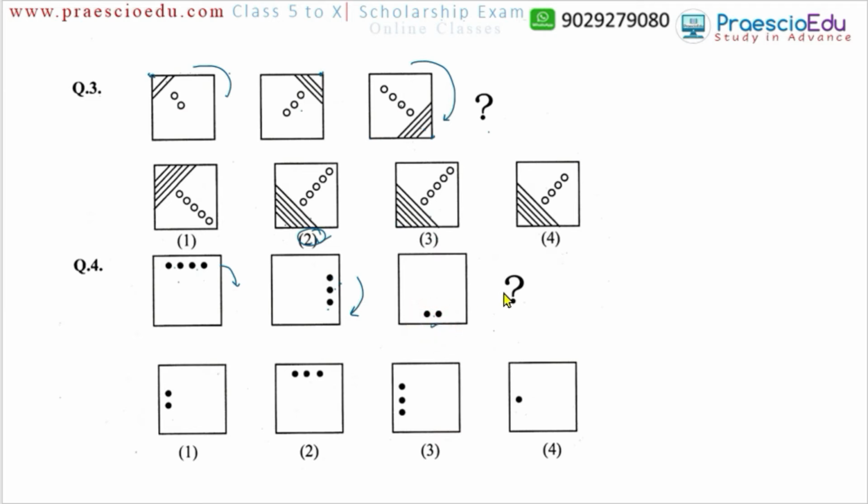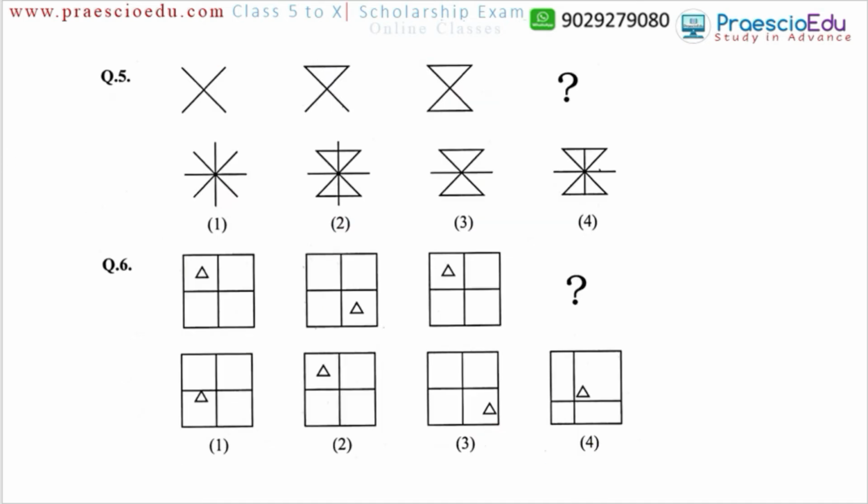So in the next one, only one dot there, but after the 90 degree rotation clockwise, this left side, that should be. So one dot means option number 4 is the perfectly given. Now question number 5, here 4 lines, after this one line added.